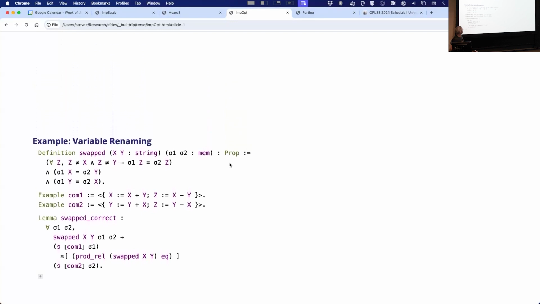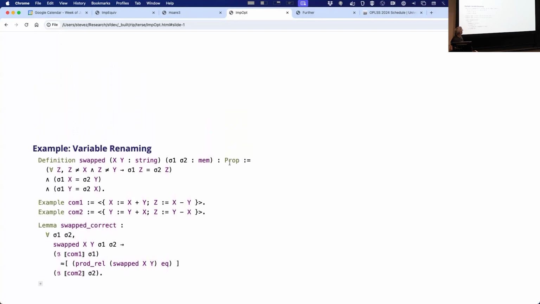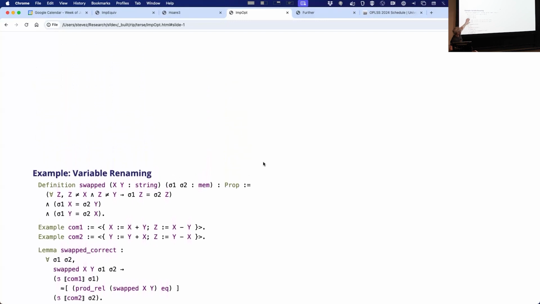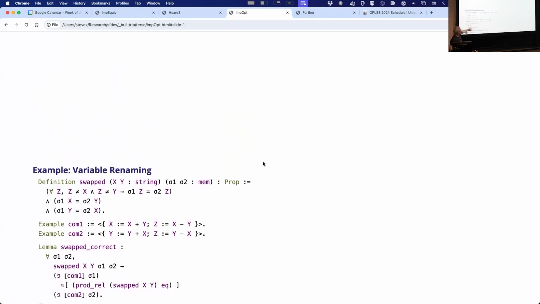And here's just a kind of toy example that is maybe a little bit contrived, but it illustrates the point. So suppose we have this command, command 1, and another command, command 2. They're very similar, except that I've swapped x and y between them. So on imp states, whatever we do to x up here, we do to y down there, and vice versa.